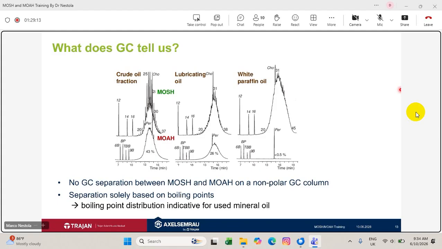That was what I already talked about, but just to summarize it here. GC separation does not allow to separate MOSH and MOAH, so therefore we need liquid-based separation. And the GC separation is basically only based on boiling points. So that's why the chromatograms look like they are looking.